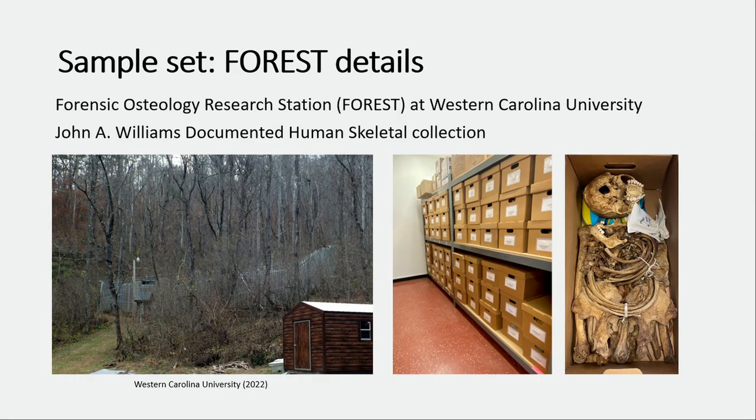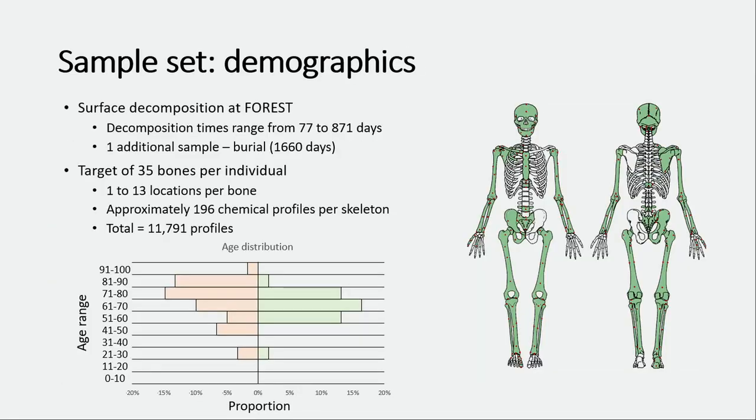That was from the John A. Williams skeletal collection. And the demographics of it: surface decomposition, only one was a burial. And then biological sex, it's like half and half male, female, median age of 70 years old. But on the flip side, we were targeting 35 bones per individual. Sometimes we have more, sometimes less than that, but on average, there were around 29 bones per individual.